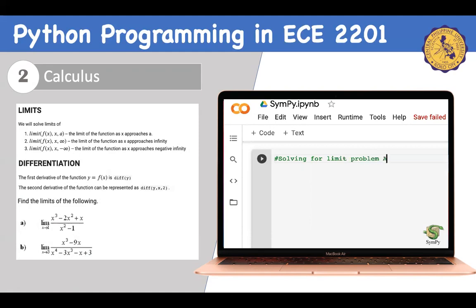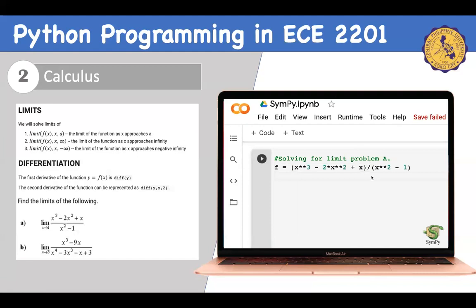Okay, let's solve the first problem. Problem A. First, we are going to express the function with the variable f. So we have x cubed minus 2x squared plus x, and this is a fraction, plus x all over x squared minus 1.